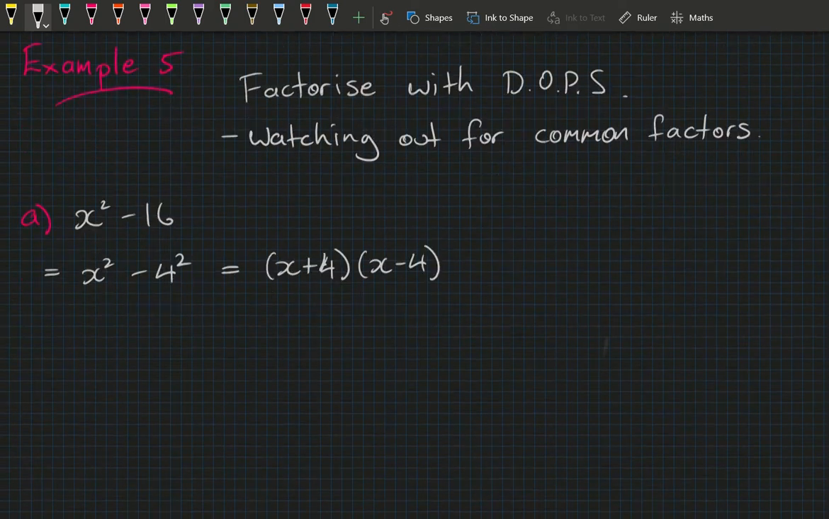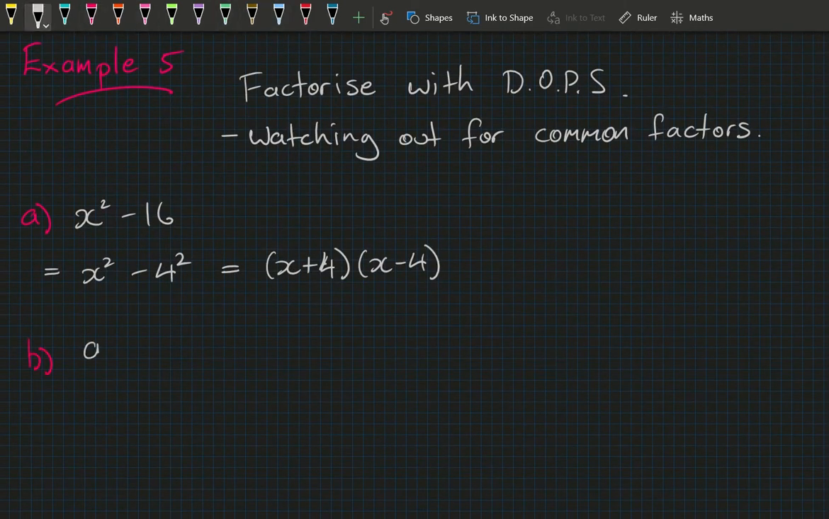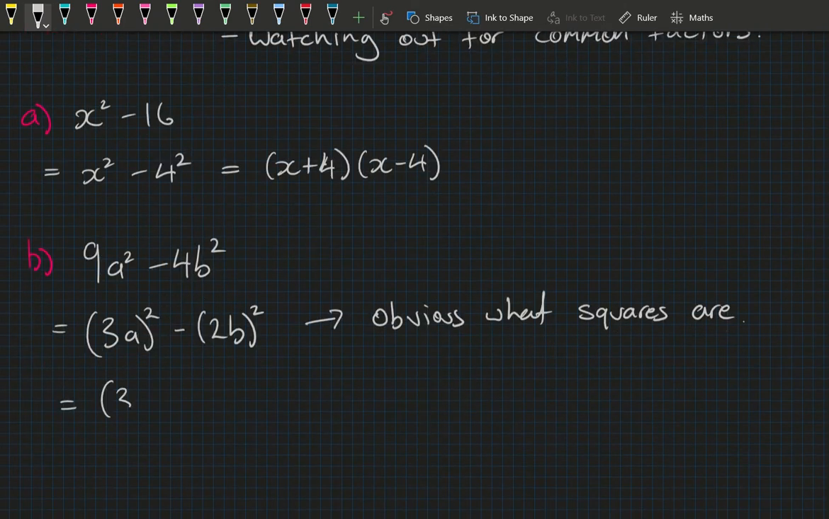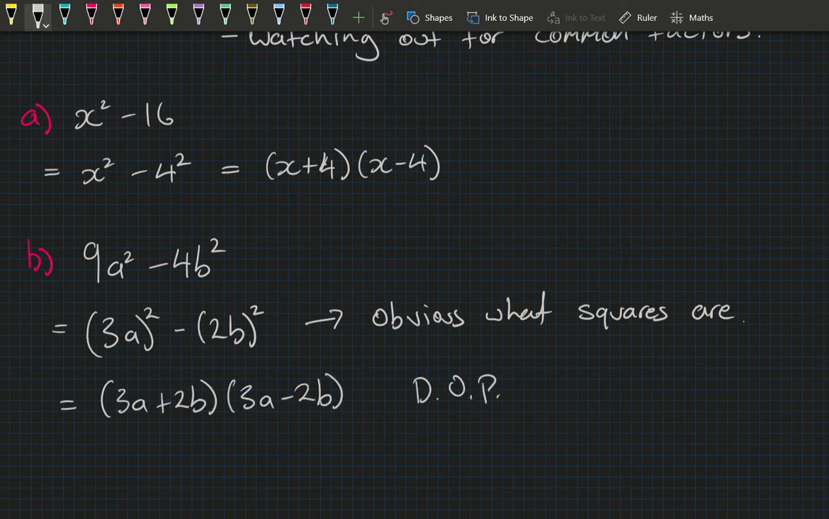Alright, let's move quickly on to part B, where we have 9a squared minus 4b squared. Once again, clearly no common factors. I'm not sure if this is necessary for everyone, but while we're learning, I do like to really make it explicit where the squares are. So 9a squared is 3a squared, you square everything inside those brackets. And 4b squared is 2b squared. So this really does make it obvious what is being squared to make those terms. Alright, so using difference of perfect squares, we now have 3a plus 2b multiplied by 3a minus 2b. As I said, by difference of perfect squares.